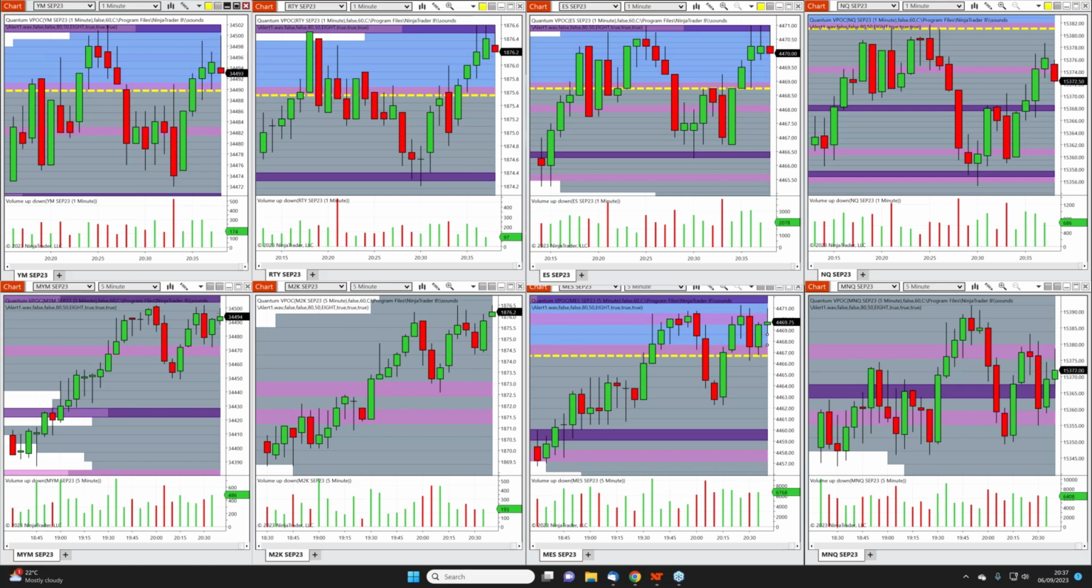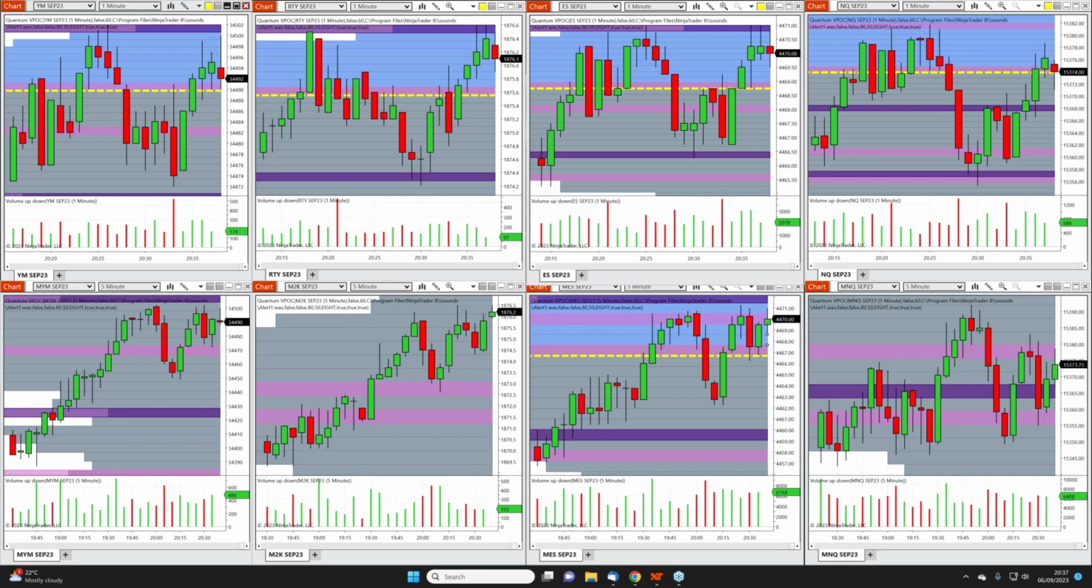First of all, how liquid they are. And you can see from the price action that they are immensely liquid. It's not spotty, the price action. It's very fluid, and the VPA works in precisely the same way.